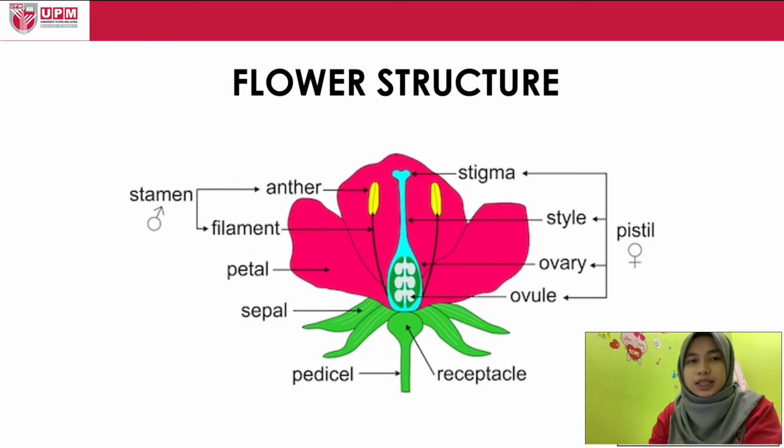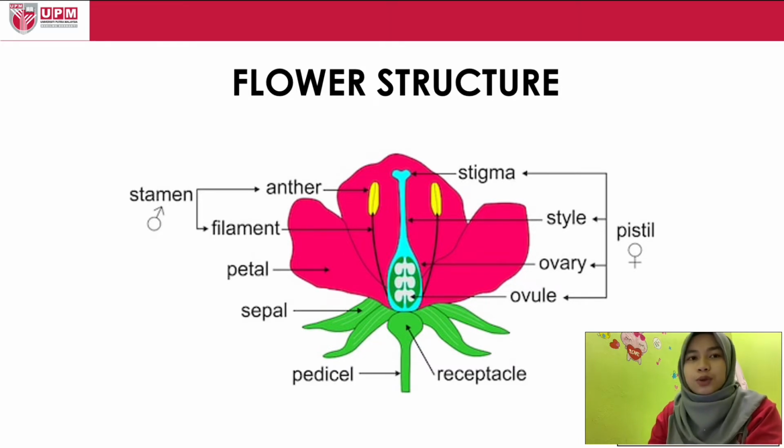Because of its stickiness, it is used to catch and trap the pollen from the air or from the pollinators. Next is the ovary. The ovary is an enlarged base that includes one or more ovules. So a flower is not restricted to having one ovule, but it can contain more than one ovule.